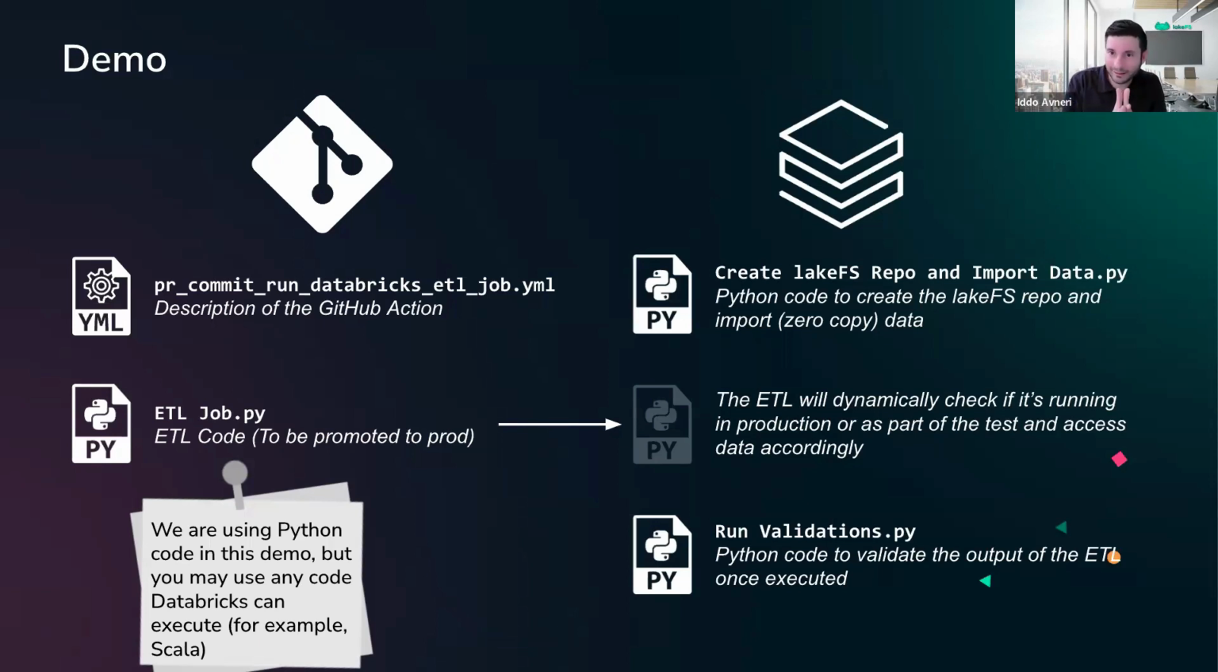But the idea is, again, that I'm going to change my code in GitHub and run a pull request. That pull request is going to execute on the Databricks side a process that will import the data, run the ETL across an isolated branch, and make sure that everything was successful.